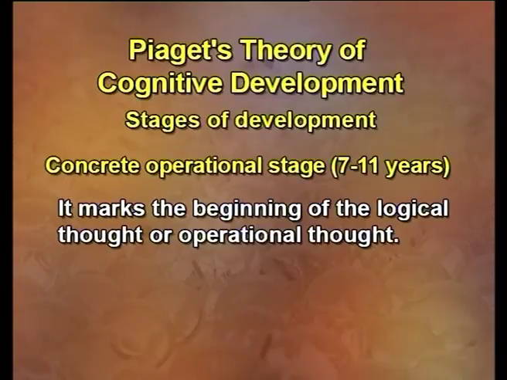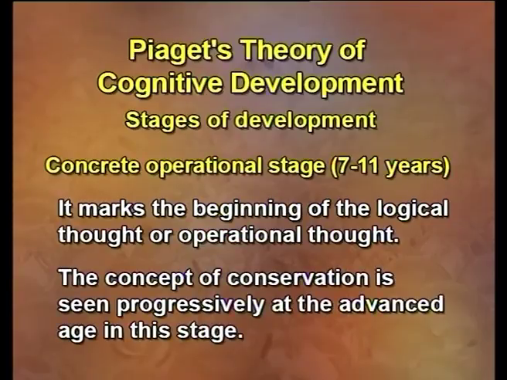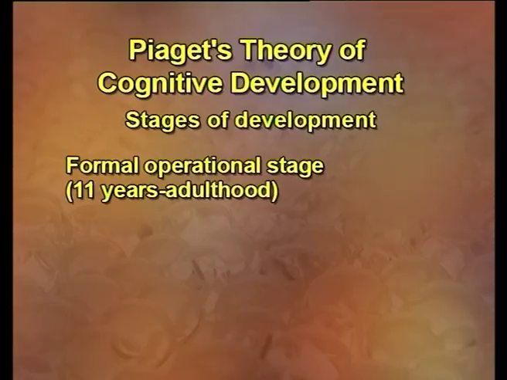It marks the beginning of logical thought, or what is called operational thought. The concept of conservation is seen progressively at the advanced age in this particular stage. What is conservation? It is the understanding that something stays the same in quantity even if the appearance of the container changes. Then comes the formal operational stage, 11 years on to adulthood.